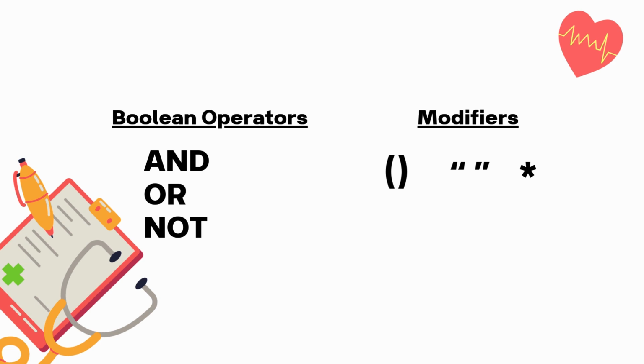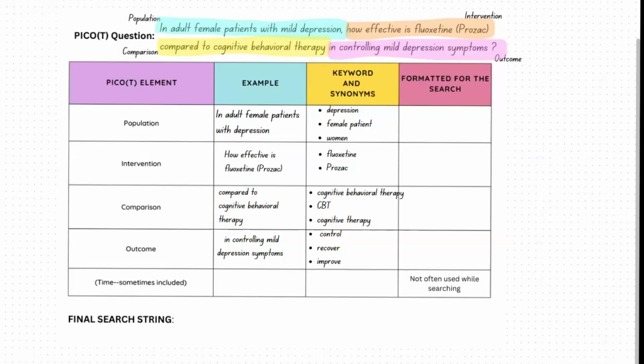Let's start with our first set of keywords, depression, women, and female patient. We would want to format those as depression and, parentheses, women or female patient, in parentheses, since we're looking for results that include both women or female patients and depression. We use the parentheses when we list things using or in order to join them together to other keywords with and or not.